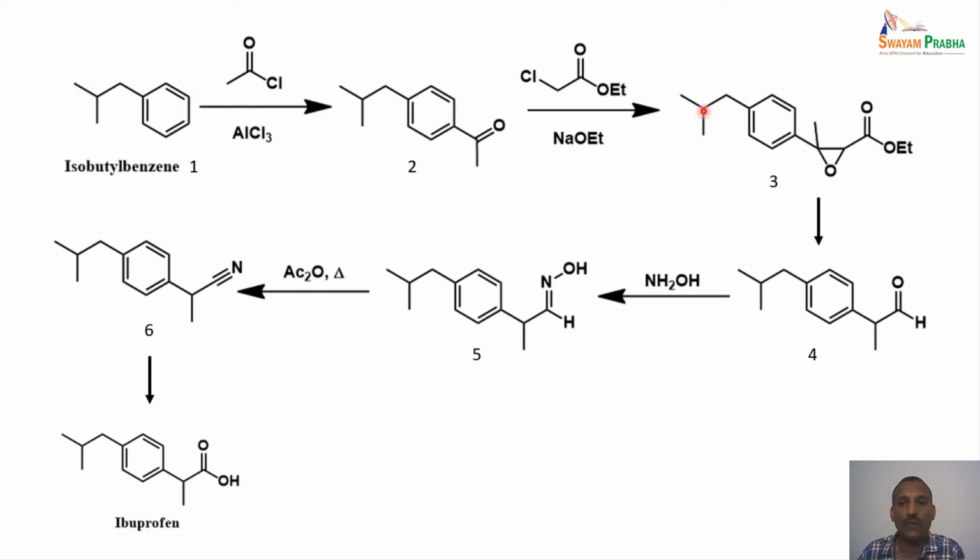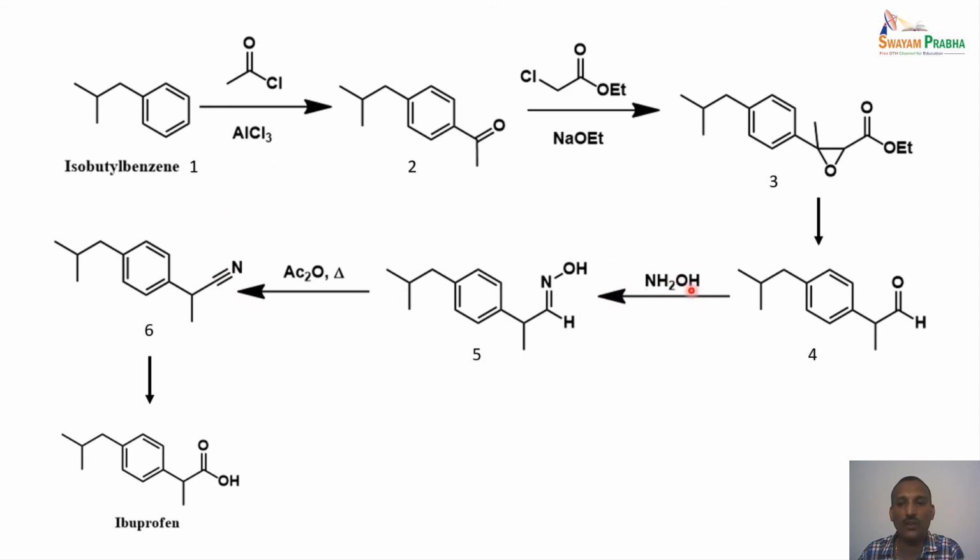Now we have given this compound, which is ibuprofen. This is synthesized from isobutyl benzene following various reactions. The first one is the Friedel-Crafts reaction, then we have a base catalyzed reaction, then a hydrolysis reaction, an acetylation reaction, and finally a hydrolysis reaction also. So we have various reactions involved.